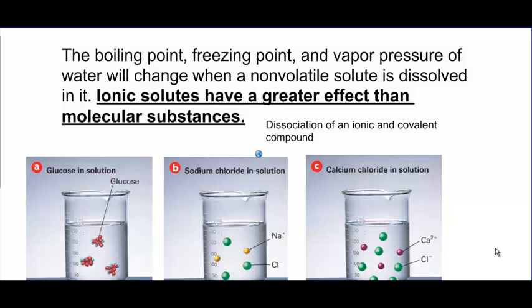Hi everybody, welcome back. This is Unit 9, Lesson 7, and it is our final video of this unit. What we're going to talk about in this little section is what happens to certain properties of solvents, like water, when you add stuff to them. So when you add salt to water and when you add sugar to water, some of their properties change. And the properties that change are called colligative properties. And the more stuff you add to water, the greater the effect.